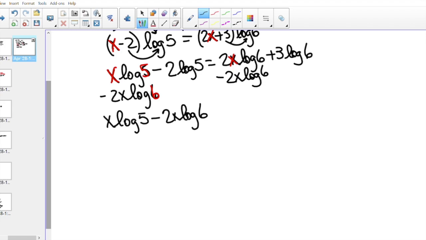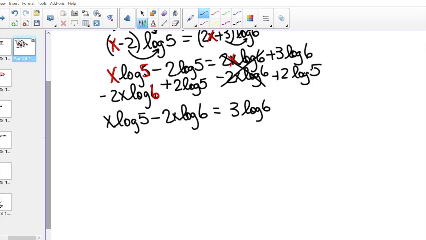Now, if you look up here, this does not have an x. So we don't want it to stay over here with my x's. So what we're going to do is add 2 times log 5 to both sides. Now, of course, that canceled earlier. And so we have 3 log 6 plus 2 log 5.